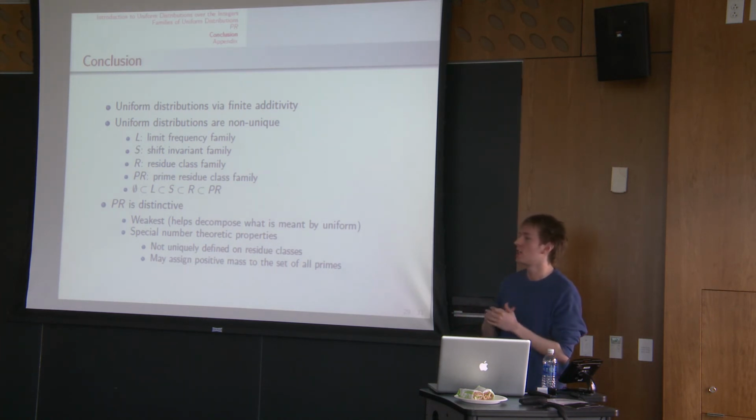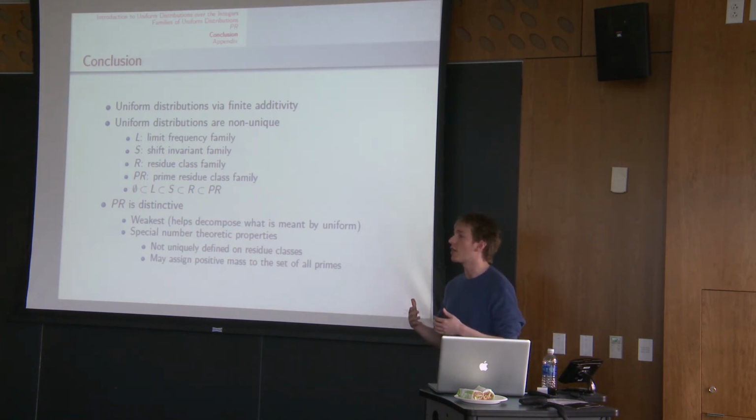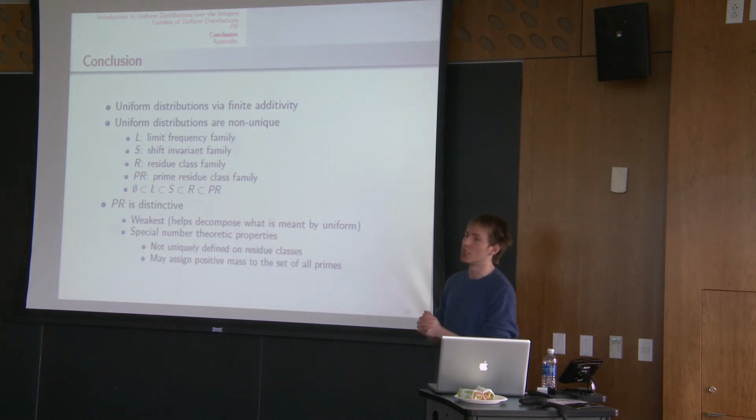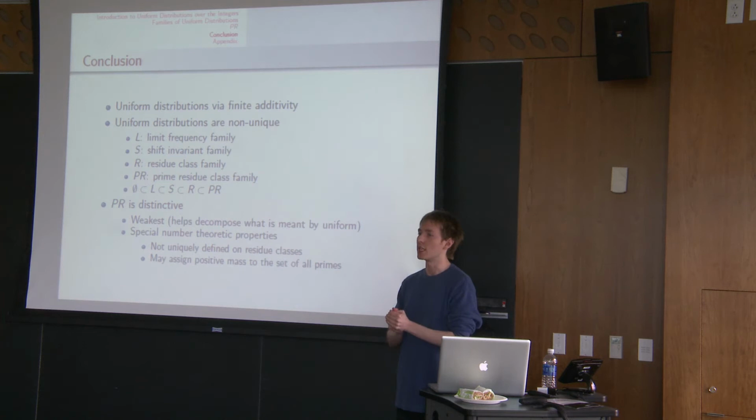It also has special number theoretic properties. So we saw that it was the only family that was not uniquely defined by residue classes. And another result, which I did not cover here, is that it may assign positive probability to the set of products. So I hope you have gained some intuition about uniform distributions on the integers. You now know how to think about that. Thank you.